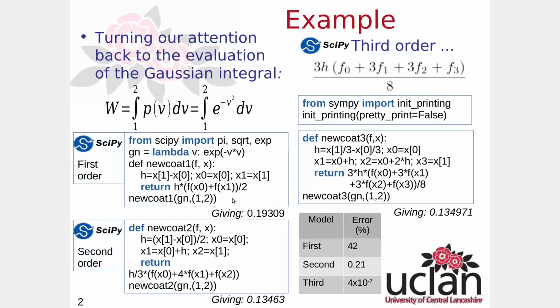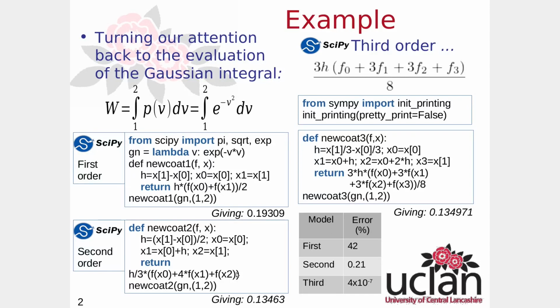And to run this function, we simply say newcote, present it with the function we want to evaluate and the limits of integration, in this case 1 and 2, and this provides us a value of 0.9309.